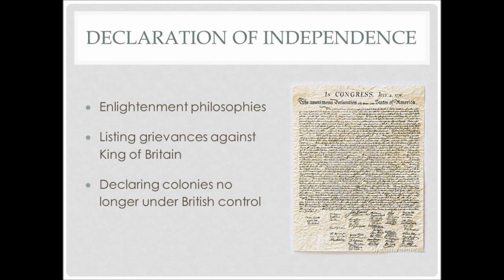They were listing their grievances against the King of Britain, all the things he had done wrong, and why they didn't want to be part of the British Empire anymore. And they were declaring that the colonies were no longer under British rule. And really, July 4th, 1776, the day the Declaration of Independence is completed, is the day the United States becomes its own country. They are breaking away from Britain. All right.